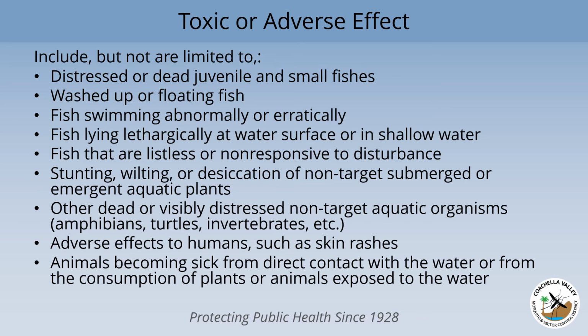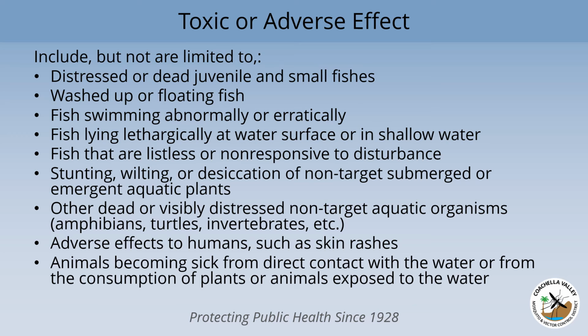You can see primarily we're going to talk about fish, but really if you see anything not behaving in a way that you would expect it to, you're going to be thoughtful about potentially reporting that, and let's see what's going on. So toxic or adverse effects include but are not limited to distressed or dead juvenile and small fish, washed up or floating fish, fish swimming abnormally or erratically. They don't swim the way that you expect them to. They're lying lethargically at the water surface or in shallow water. They're listless or they're non-responsive to disturbance.